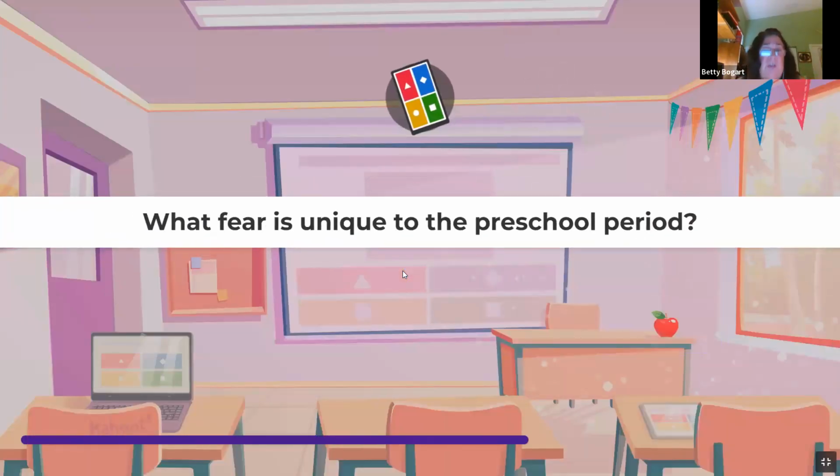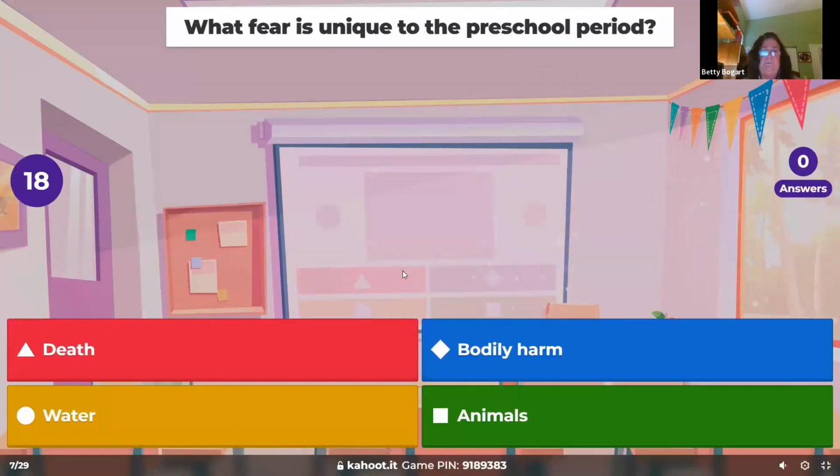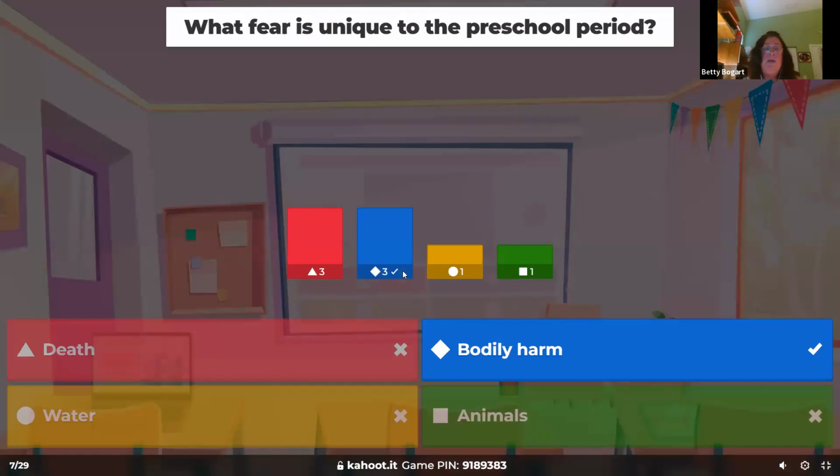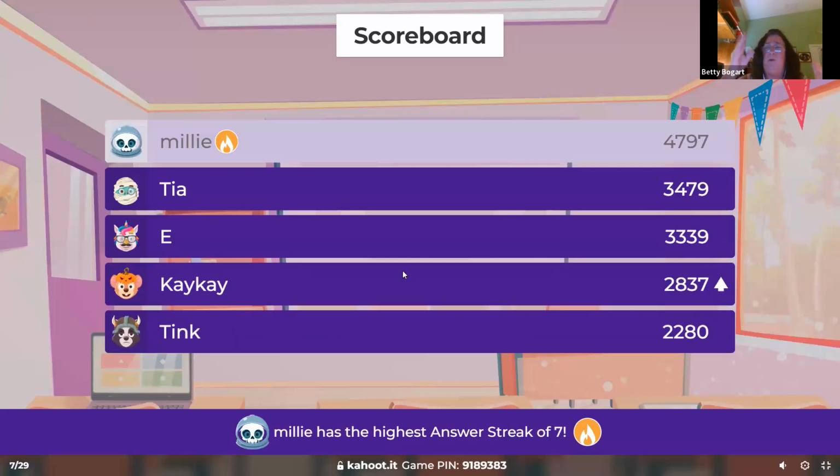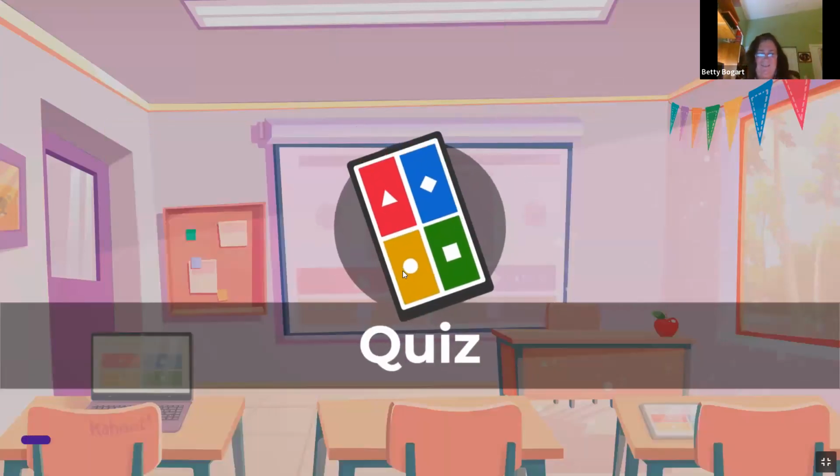What fear is unique to the preschool period? It's all about bodily harm or death. It's actually both, but they're afraid that they get stuck, that they're going to bleed out. And, you know, therefore, this is the age of all the band-aids, right? Preschooler. I think I have every superhero type of band-aid in this house.